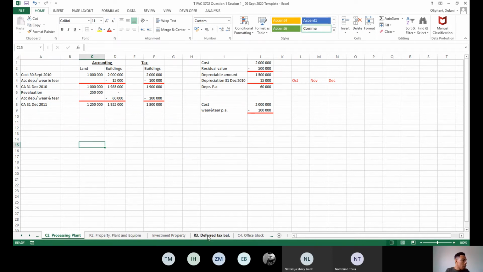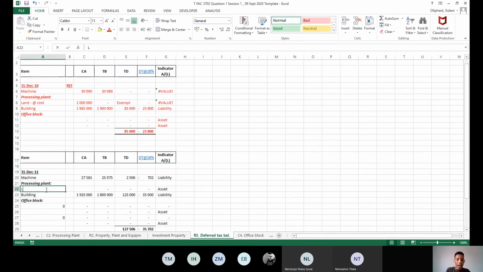So we say land, and I say revalued amount, right? So how much is that amount? That amount is 250,000, right? Because remember, from zero to cost, it becomes a permanent difference. But anything above cost creates a temporary difference, or deferred tax implication, that you need to account for.